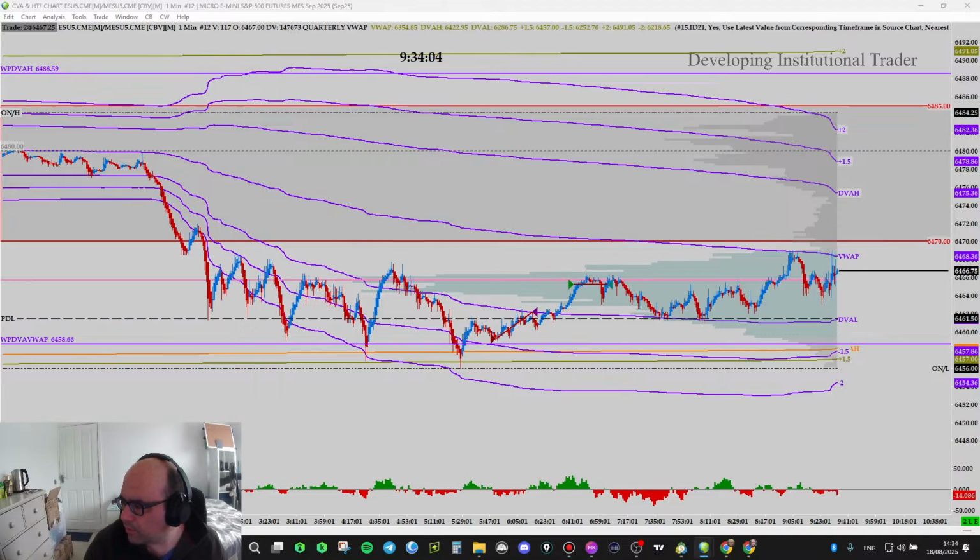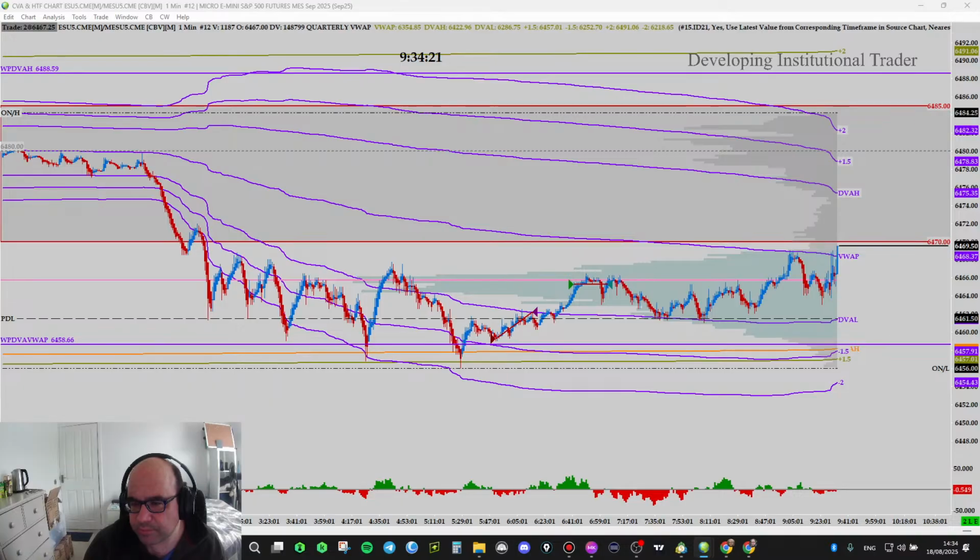You see now we're not doing anything, we're just going sideways, nothing much. The absorption seems to have stopped. Okay, let's see now. We're gonna have the volume coming. You can see it right here. We broke the VWAP. I'm gonna see some attempt for selling.